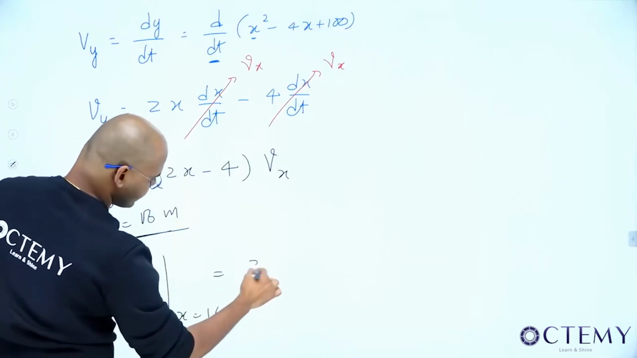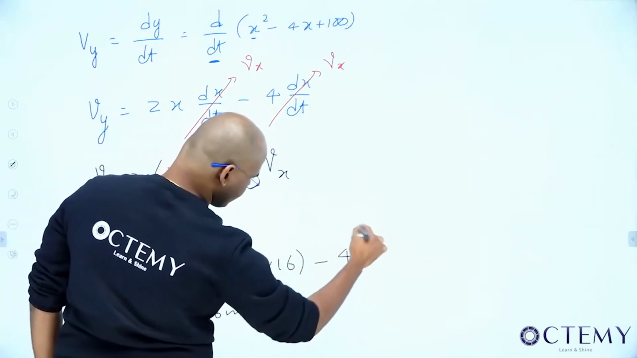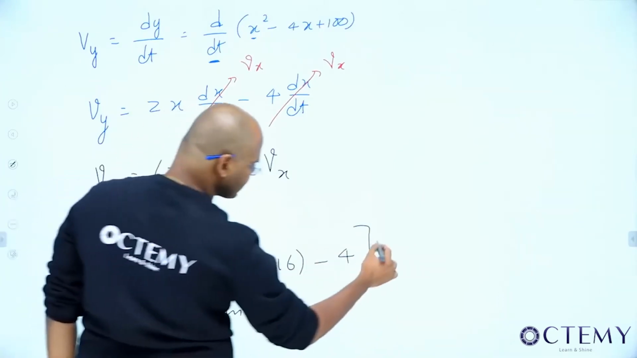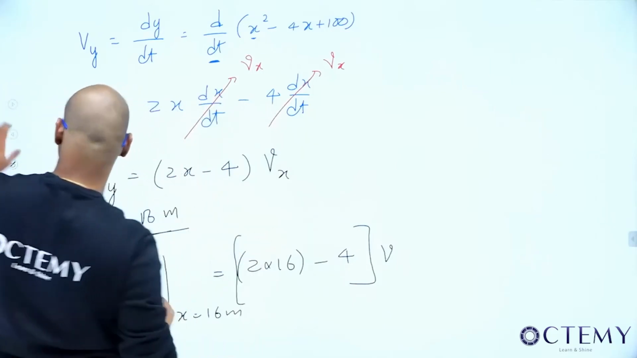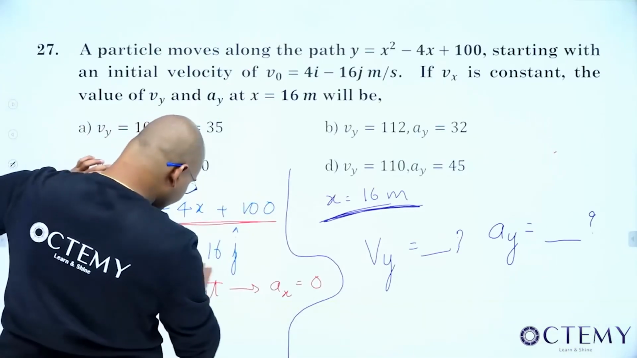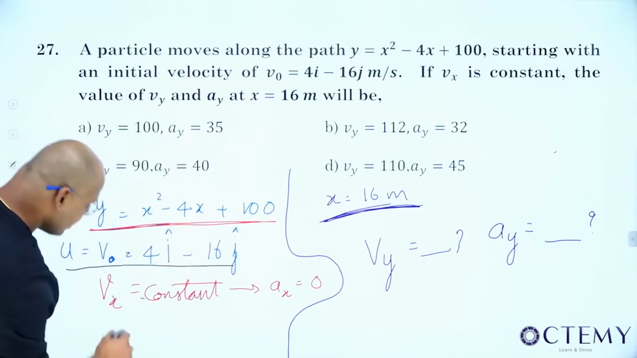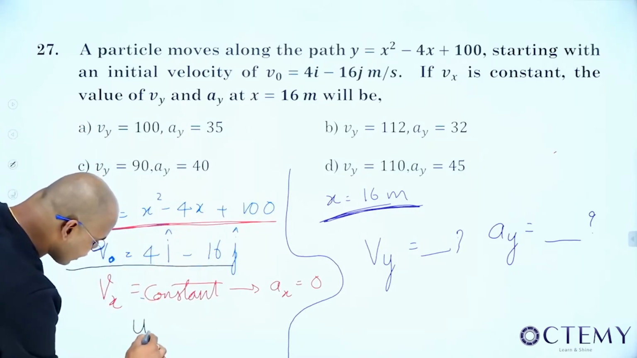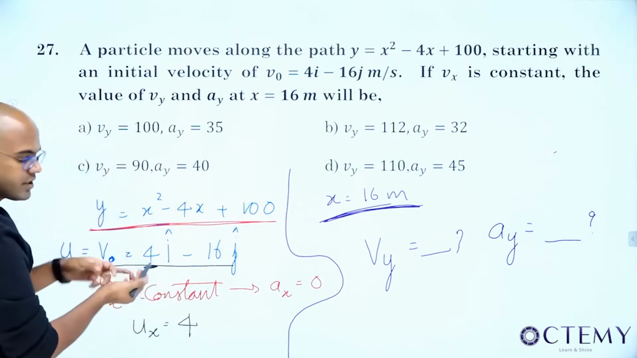How much is that going to be? 2 into 16 minus 4 into velocity. So velocity is everywhere constant in x direction. It's not changing. We have been given the velocity vector. What is that? 4i cap minus 16j cap. So from this, what's the initial velocity in x direction? 4, because i cap is nothing but x direction.